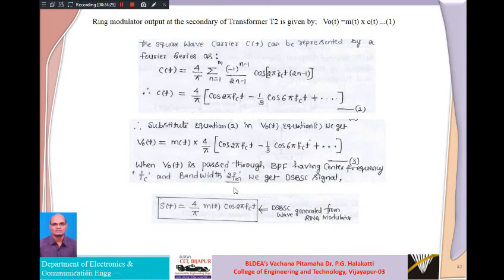Next, mathematically, the ring modulator output at the secondary of transformer T2 is given by V0 of t equal to m of t multiplied by c of t. During the positive peak of c of t it will become +1, and during the negative peak of c of t it will become -1. That's all. Now this carrier wave c of t is given by a Fourier series. This equation you have to remember here.